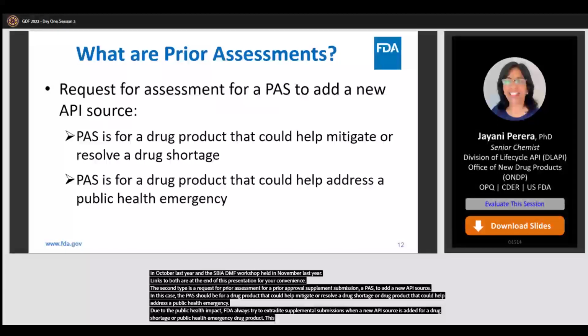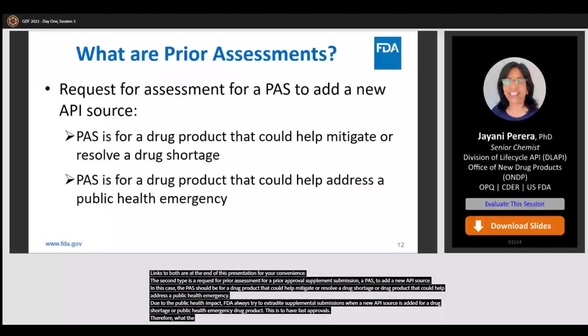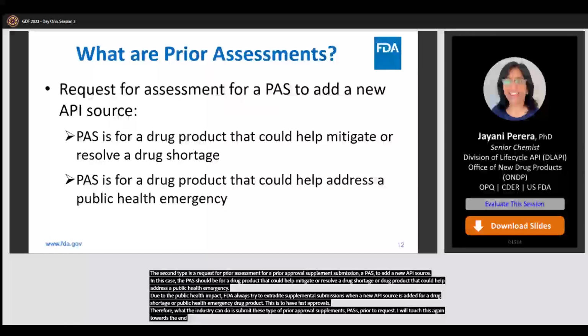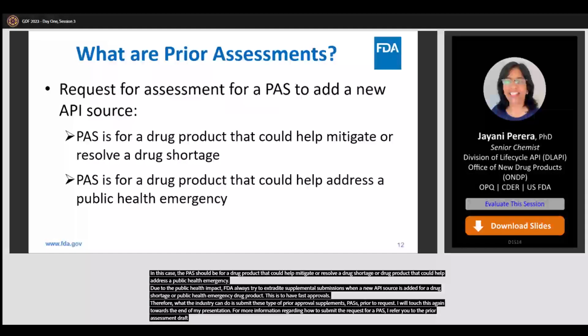Therefore, what the industry can do is to submit these types of prior approval supplements, PASs, as a GDUFA III prior assessment request. I will touch on this again towards the end of my presentation. For more information regarding how to submit a prior assessment request for a PAS, I refer you to the prior assessment draft guidance and the CDER SBIA DMF workshop we had last year.